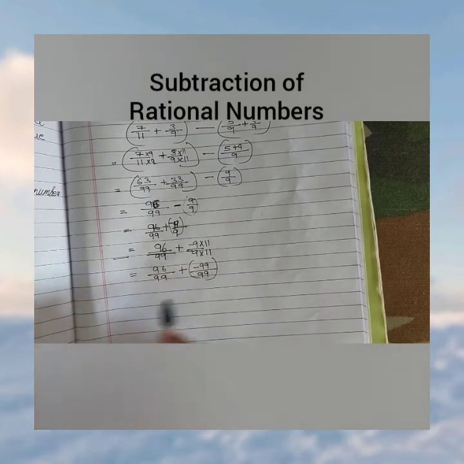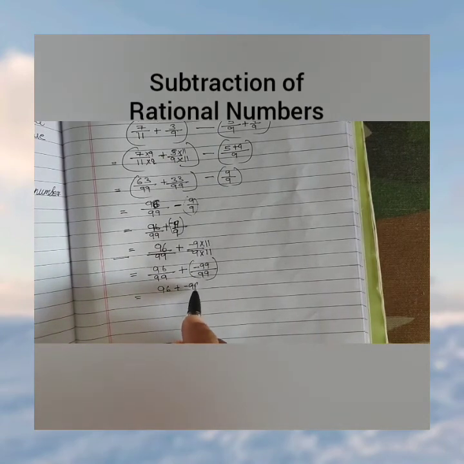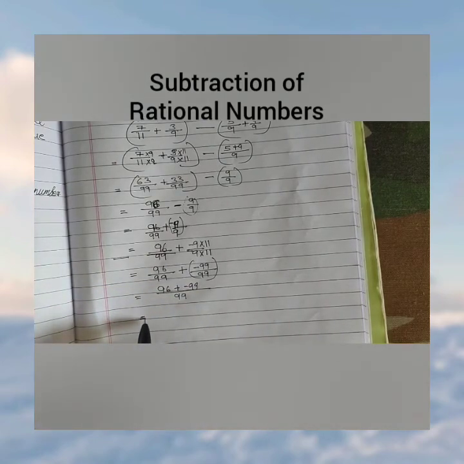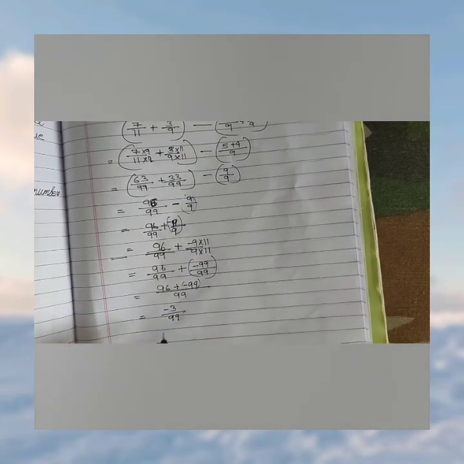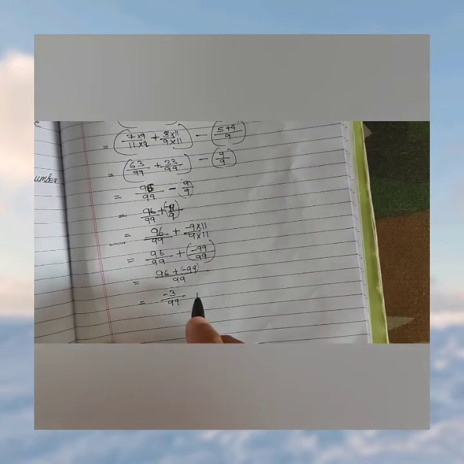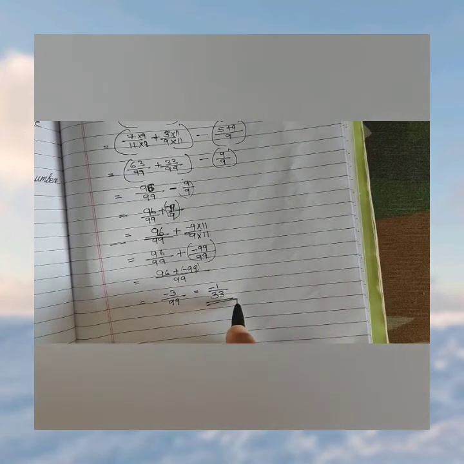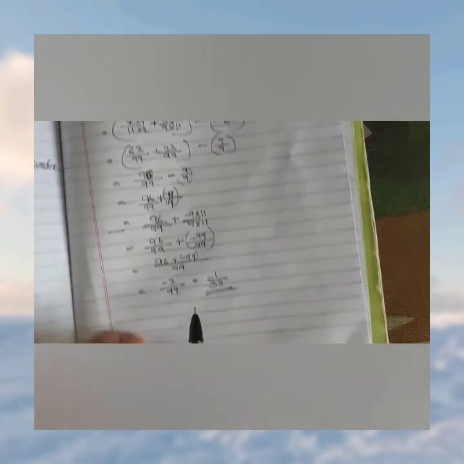That is equal to 96 plus minus 99 divided by 99. So it is equal to 96 minus 99, which is negative 3 upon 99. These numbers can be cut and reduced by 3 itself. So we get 3 ones are 3, negative 1, and 33 3s are 99. So negative 1 upon 33 is the answer of this question.